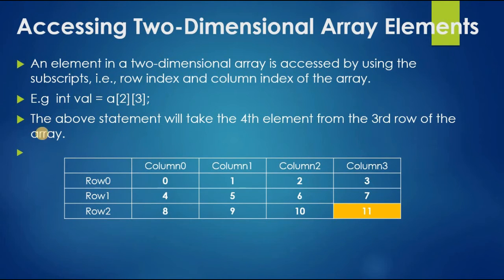This is the array, and the example is telling us that you have to take the element from the second row. This is the second row, and from there you have to take the element from the third column, and this is the third column here. The first index is the row and the second index is the column. So it will take the element which is given in the dark yellow box.